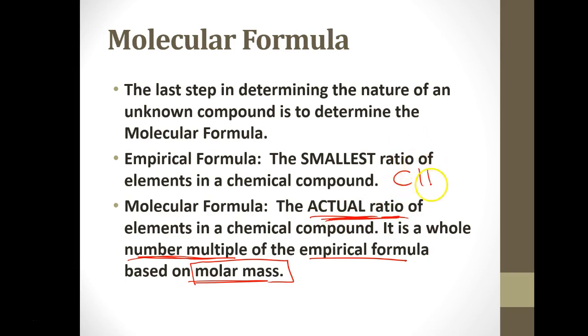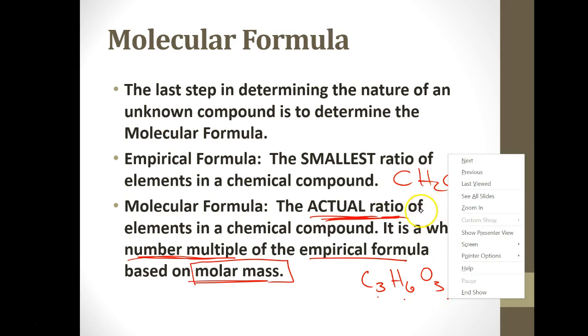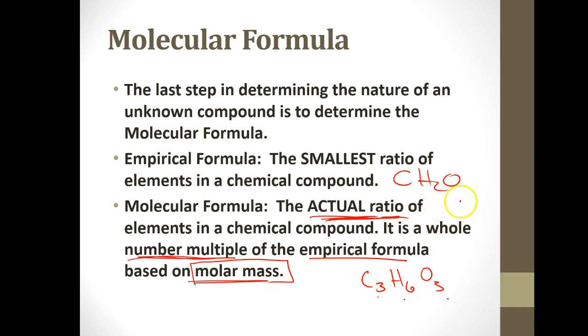The last problem, I had CH2O, 1 to 2 to 1. Well, there is a compound, C3H6O3. All right, the ratio is still 1 to 2 to 1, but it's 3 times as heavy. It's a multiple of 3. This stuff weighs 12 plus 2 is 14, plus 16, this weighs 30 grams. This stuff, guess what, weighs 90 grams. So it's based on molar mass, how you figure out what the multiple is. 90 divided by 30 is multiplied by 3.